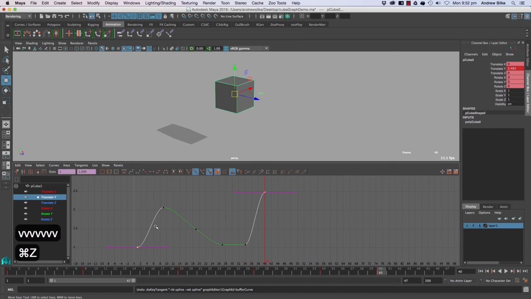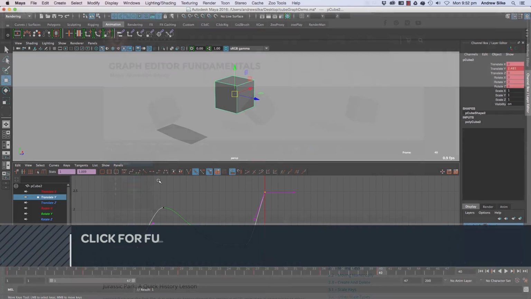Oftentimes on camera moves, you don't want slow in and slow out, so I'll often be telling people to make them spline or linear from the first keyframe. Linear or spline won't matter because it's still pointing there. It probably matters for the out tangents if we have got infinity, which we'll get into later.